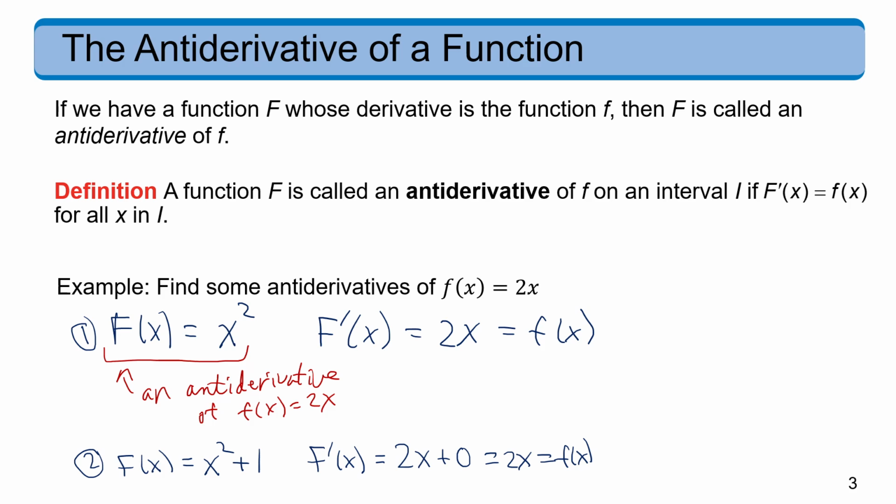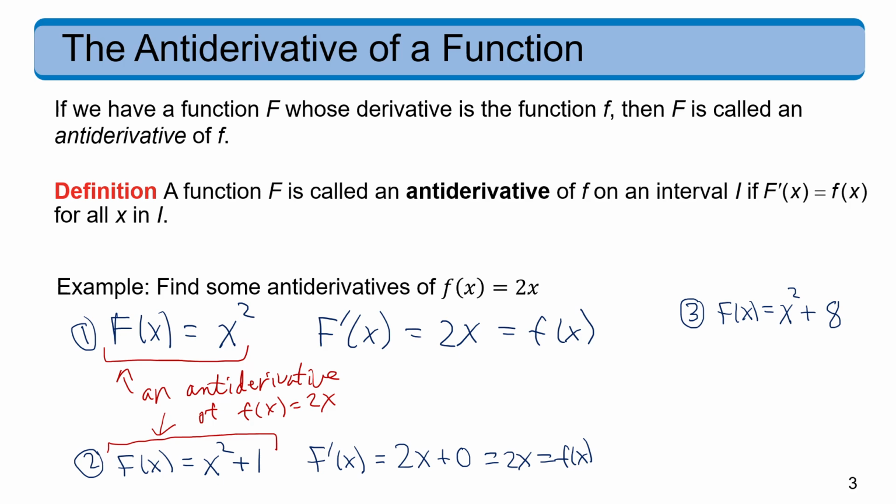So this is another antiderivative of 2x. We found two functions that both work. Both of them have derivative 2x. So based on this, you could easily generate more. We could try a third one. F of x equals x squared plus, and then choose another constant, maybe 8. This also works because its derivative is 2x plus 0, which is just 2x.